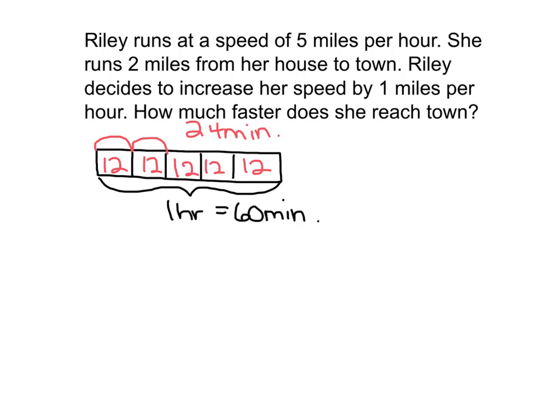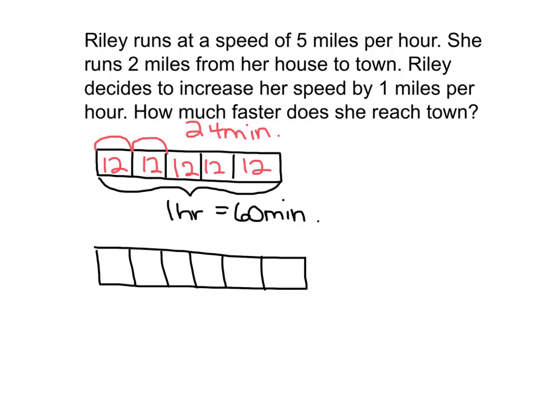But now it says she decides to increase her speed by 1 mile per hour. So since she was going 5 miles per hour the first part, now she would be going 6 miles per hour because she increased her speed by 1 mile per hour. So we'll draw a new bar model, except this one will have 6 pieces. So 6 miles in 1 hour, which is 60 minutes. So now each piece equals 10.